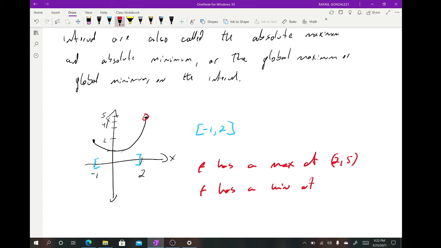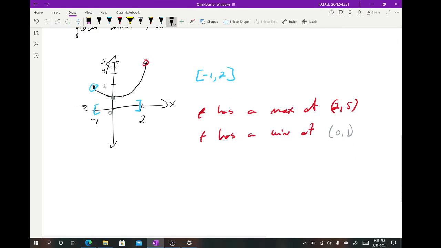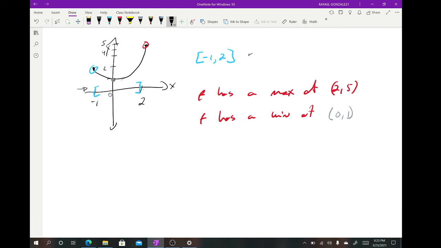Where does it have the minimum? Well, if you said (-1, 2), you are what we call wrong, because that's actually not the minimum of the function. The minimum happens down here, and that value happens to be (0, 1). So it's not the lowest piece of the interval, it's the lowest point on the outputs. So we have a minimum at (0, 1) and a maximum at (2, 5), and that is for this closed interval, -1 to 2.